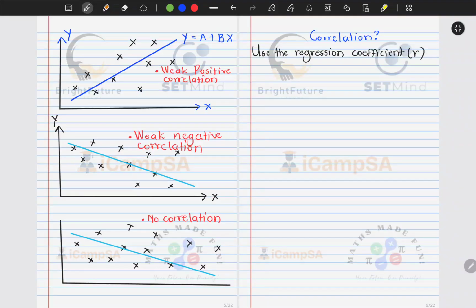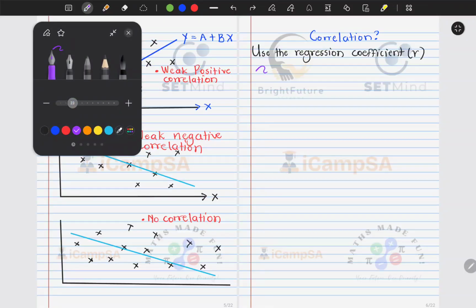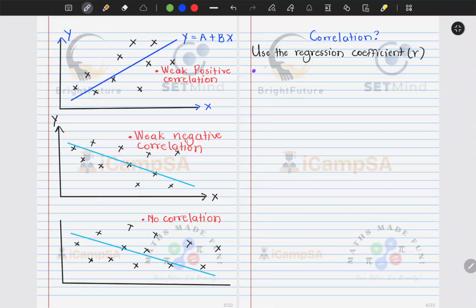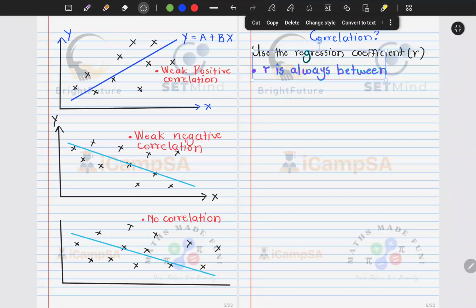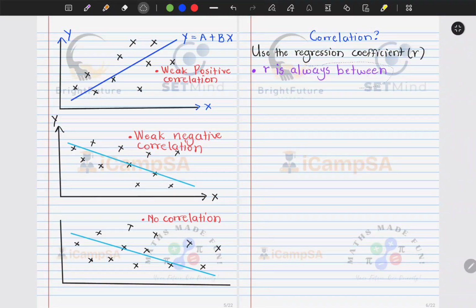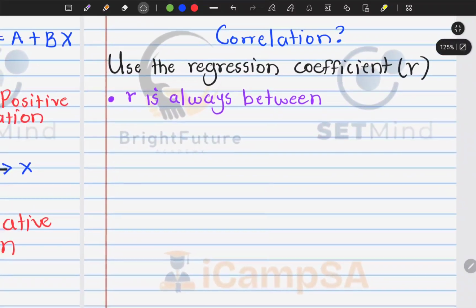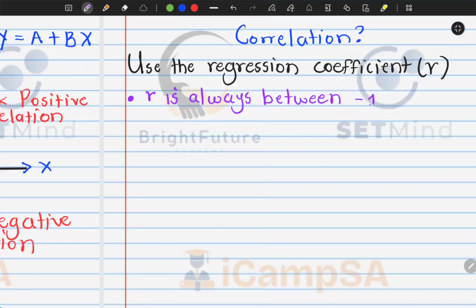Okay, so here's a couple of notes that you should make. Let's start here with R, which is that our R is always between -1 and +1. Okay, so let me create some space. That is very important for us to make a note of, which is that our R is always between -1 and +1. Okay, that's one note.